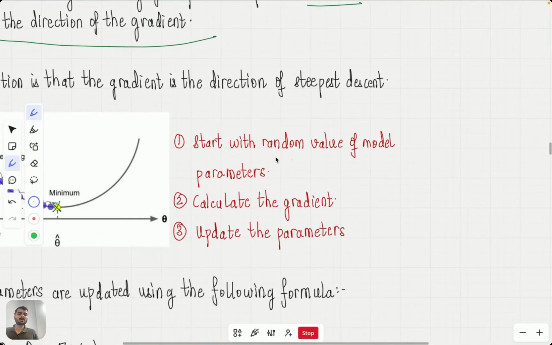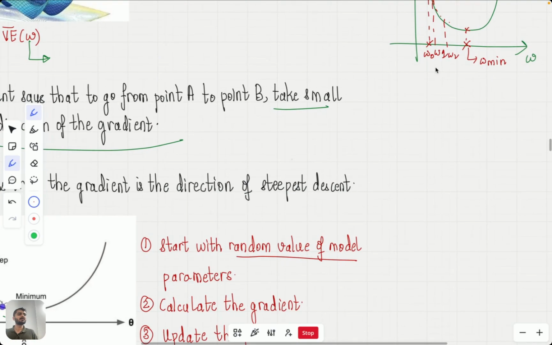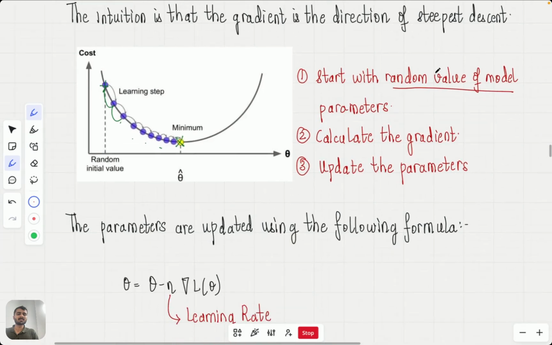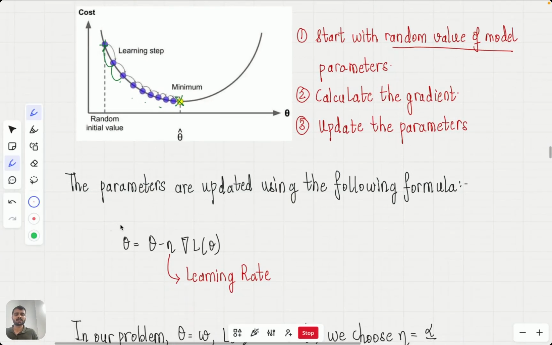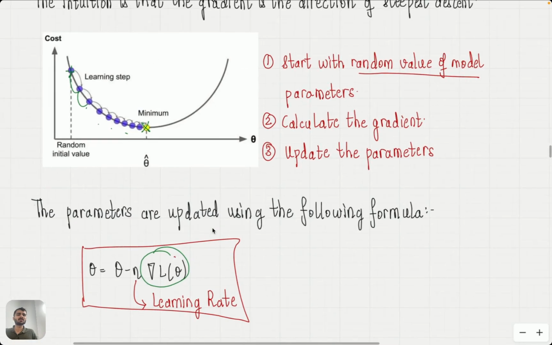So we start with a random value of the model parameters, like we did over here, W0. We calculate the gradient and then we update the parameters. Now, how the parameter is updated is given by a simple formula, which is theta equal to theta minus eta times grad of the loss function, where eta is the learning rate. So this entity is the gradient, and this is giving the direction in which I want to move to reduce my loss. So it is essentially the slope.